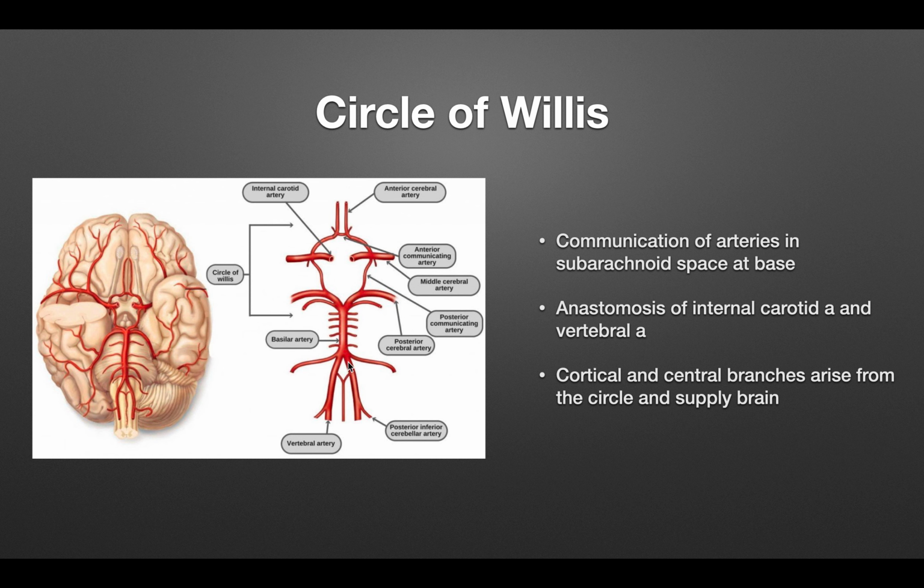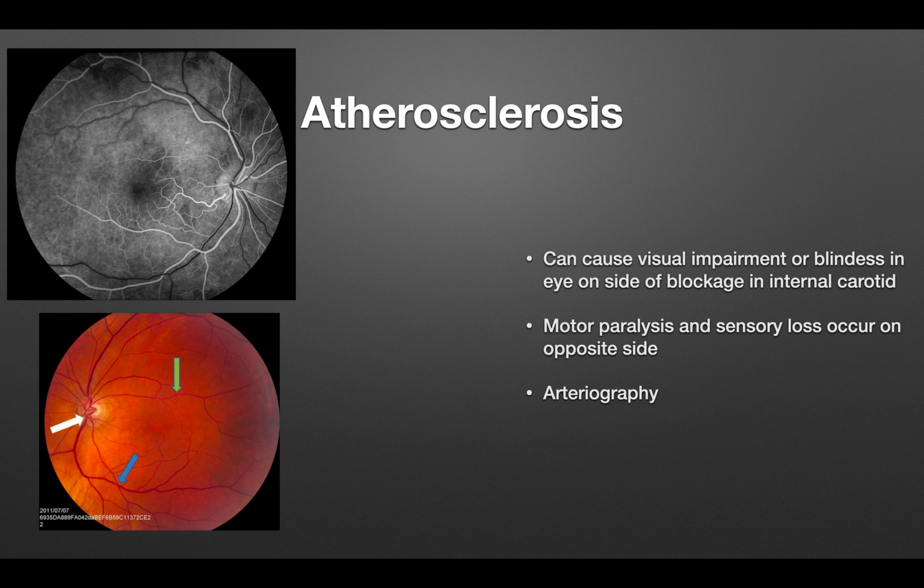So here it goes up, and then from the neck, there's going to be the internal jugular or internal carotid artery, and it communicates with each other using the posterior communicating artery. Okay, atherosclerosis, of course, can cause all sorts of problems. In the eye, we use arteriography to identify the blockages right here, right here, right here. Here's a healthy eye.